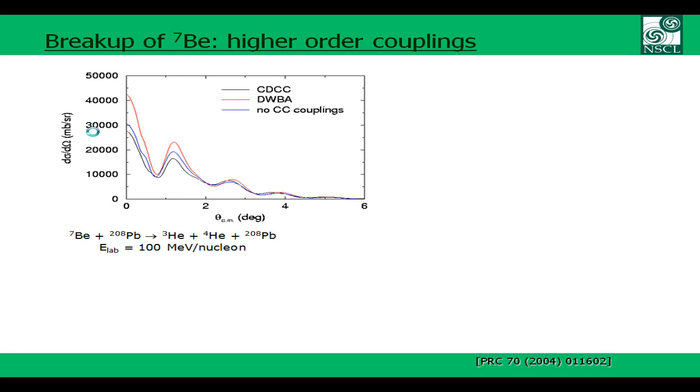If you do just DWBA, you get that red curve. If you solve this but include no continuum in the couplings, then you get this blue curve. And it really shows that all these couplings actually are doing something, and you should be including all these couplings. It just shows to what extent you'd be away from that result if you neglected some part of the problem.